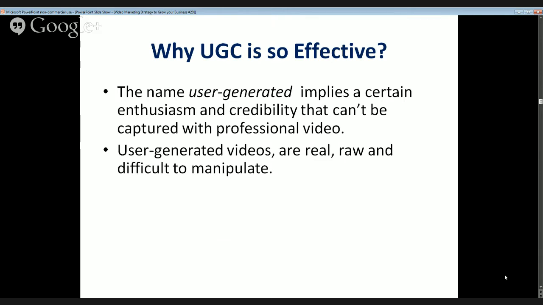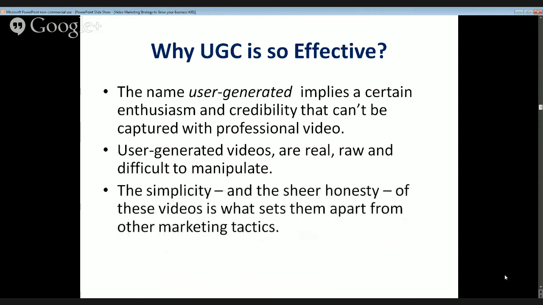So people will listen to people who look similar to themselves. All right, so someone who is a certain age group, a certain demographic, will listen to someone who is similar giving their review of a product, because they assume that if this person looks similar, then they are the same as them, they have the same views, the same thoughts, the same philosophy, and they will tend to listen to someone who's very similar to them. That's real social proof. The simplicity and the sheer honesty, and let me add, authenticity of these videos is what sets them apart from other marketing tactics.